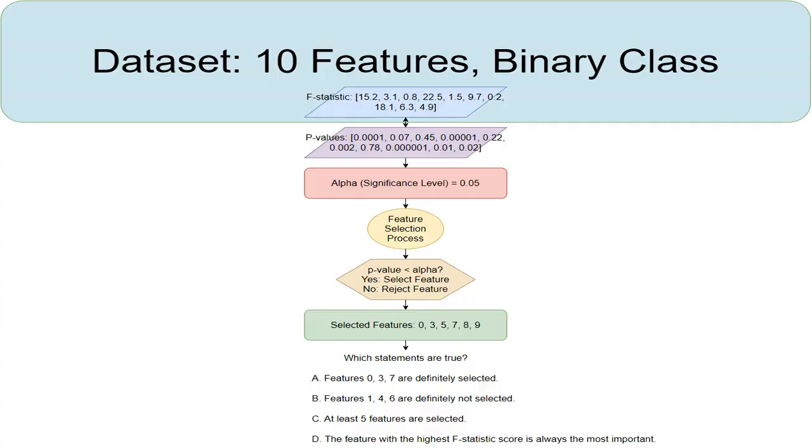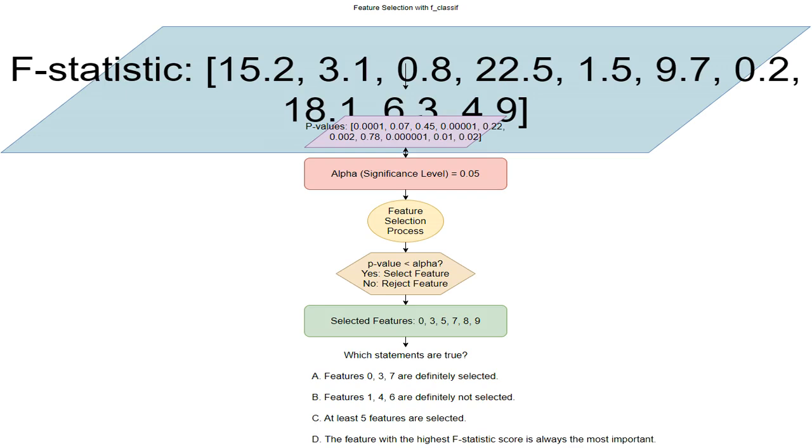I am working with a dataset that has 10 different characteristics or features, and each data point is labeled as belonging to one of two categories. This is a typical setup for a binary classification problem. These numbers represent the F statistic scores. Each score measures how well each feature separates the two classes in my dataset.